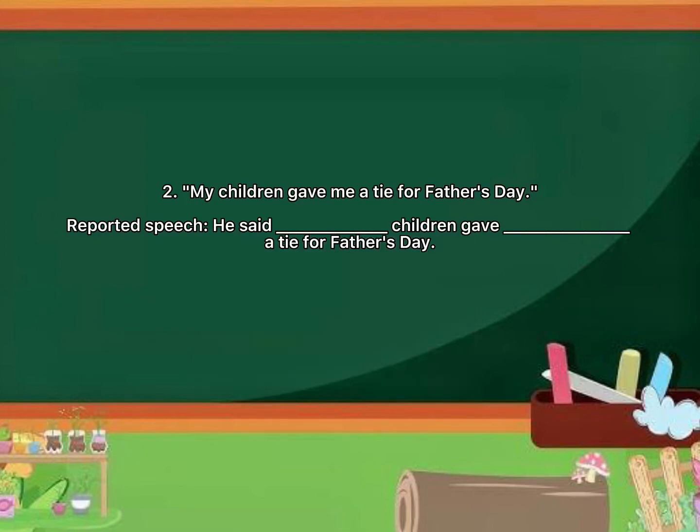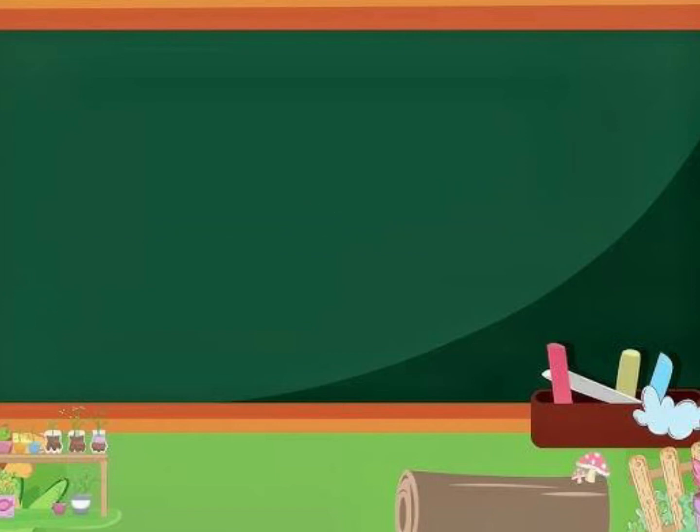I believe that your time is up. Now let's check if your answers are correct. He said his children gave him a tie for Father's Day. Now the answers are his and he. Did you arrive at the correct answer? If so, now let's proceed to the third sentence.